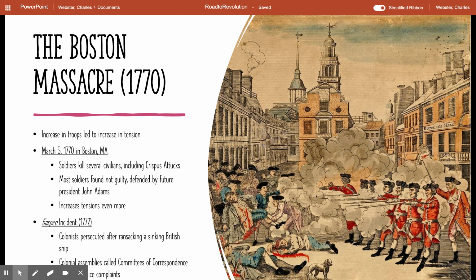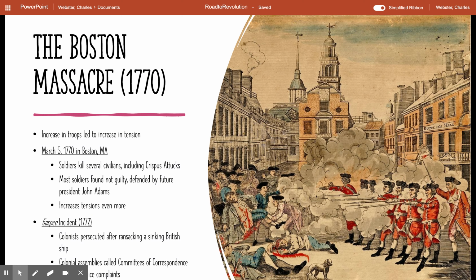Then a couple years later, you have the Gaspée incident, where colonists were put on trial after they ransacked a sinking British ship. This incident really angered the King of England and Parliament.